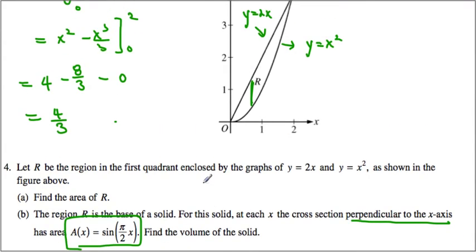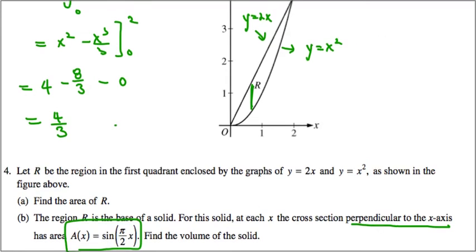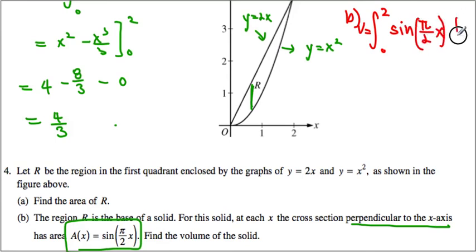In many other cases they're asking us to find the area, such as area of square, area of rectangle, or some sort of other equilateral triangle, and so forth. But in this case, they gave us the area. So all we have to do is, in fact, part B, integral from 0 to 2. The volume of that particular solid is the collection of the areas. In other words, sine of pi over 2x dx.